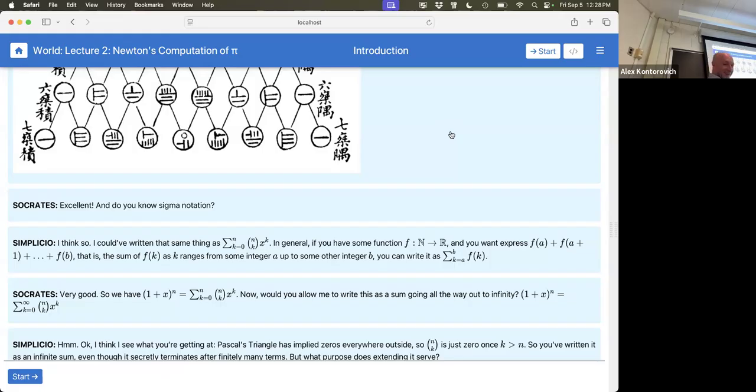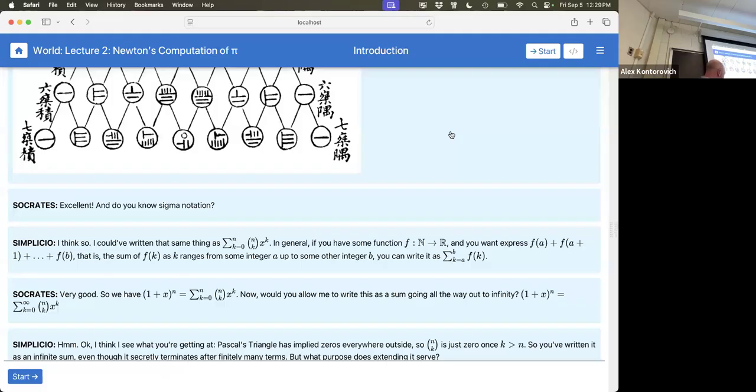Wait, don't tell me, don't tell me. Come on. Damon. Exactly. The second k is bigger than n. These binomial coefficients are all zeros. So you're just adding infinitely many zeros to the finite sum.